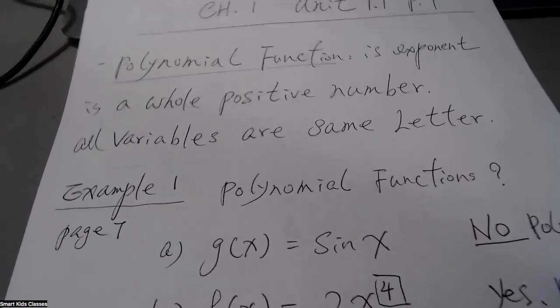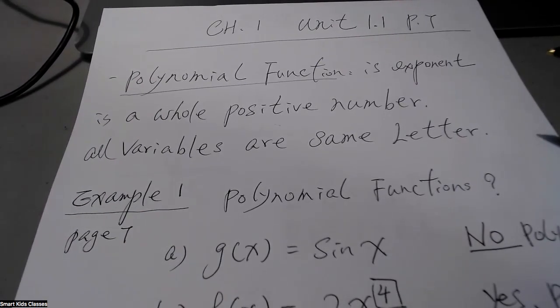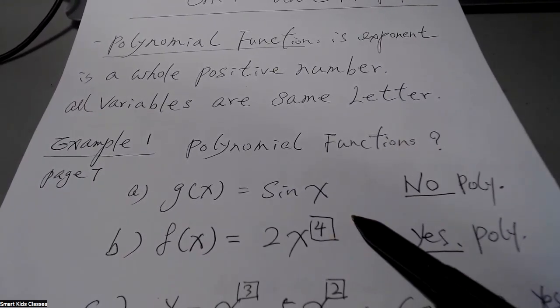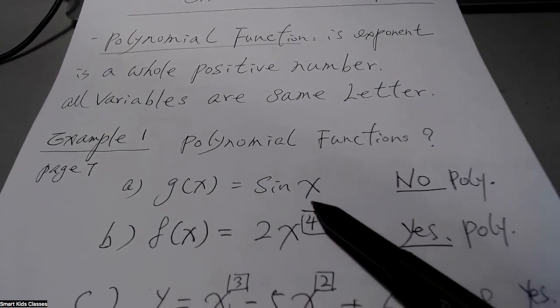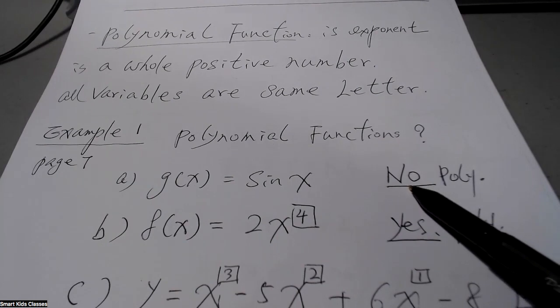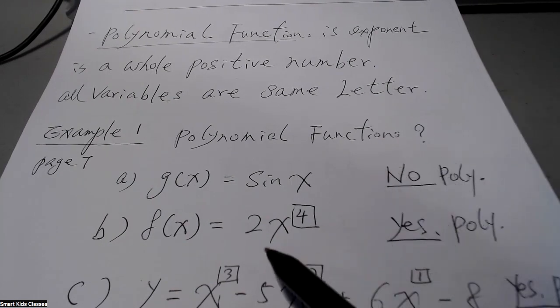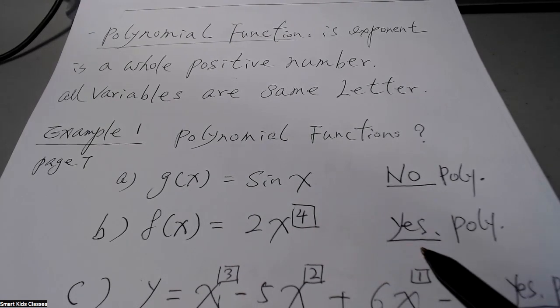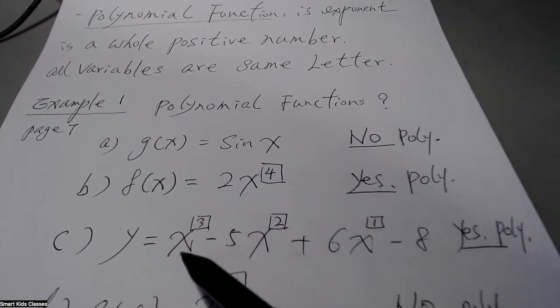Let's do example 1 on page 7. To make the determination, are these polynomial functions? Let's do A. g(x) equals sine x. Sine x is a trigonometric function, so therefore the answer is no, not a polynomial function. How about B? f(x) equals x exponent 4. The exponent is a whole number and positive integer, so it fits the criteria. And yes, polynomial function.